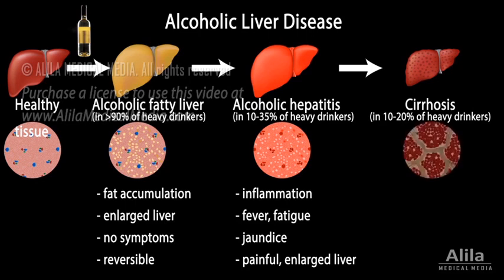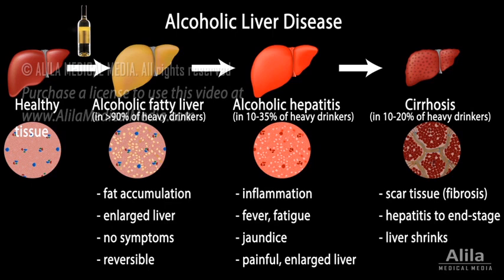Cirrhosis is when a large amount of hepatic tissue is permanently replaced with non-functional scar tissue, known as fibrosis. Symptoms range from those of alcoholic hepatitis to those of end-stage liver disease. The liver eventually shrinks. Cirrhosis cannot be reversed.